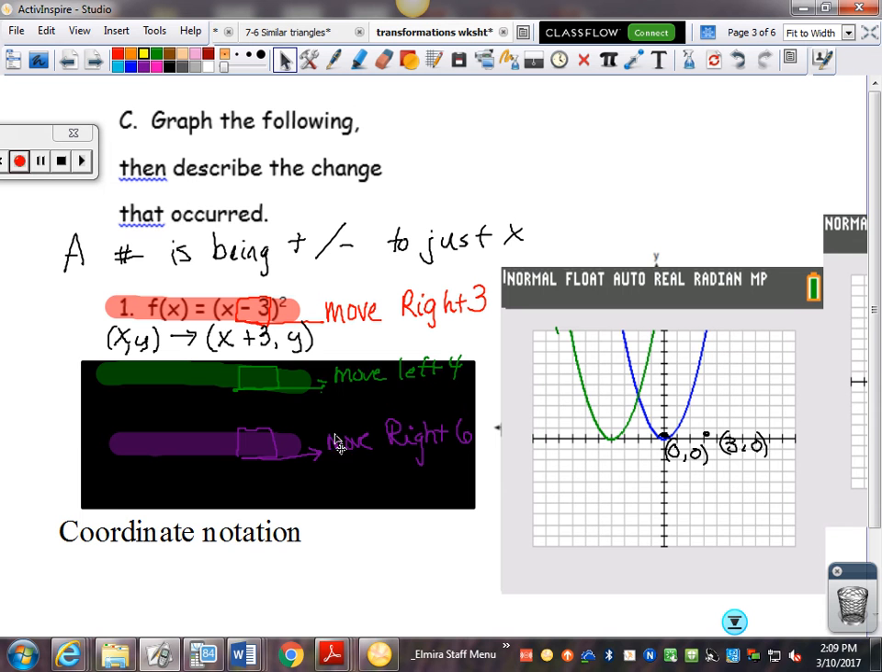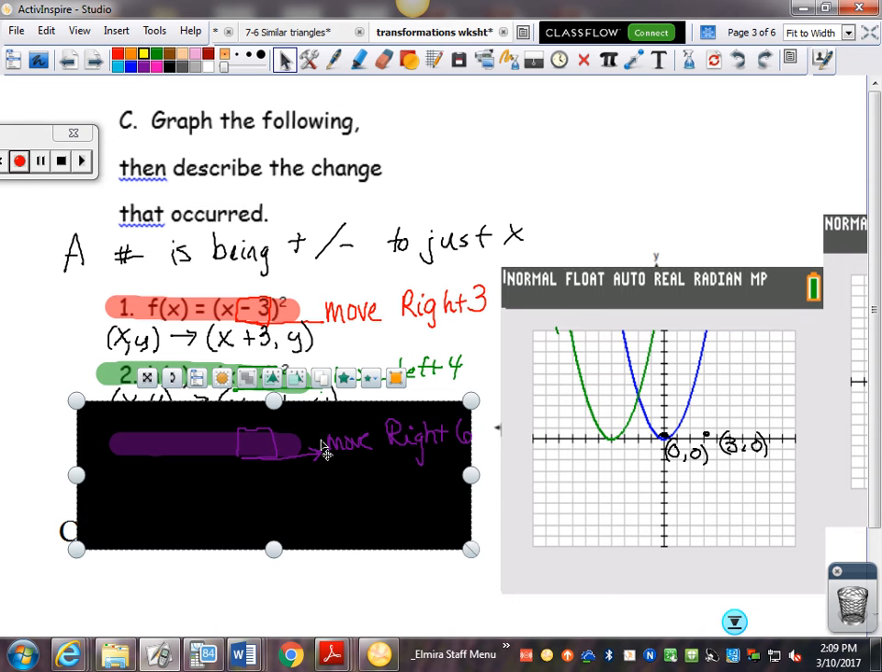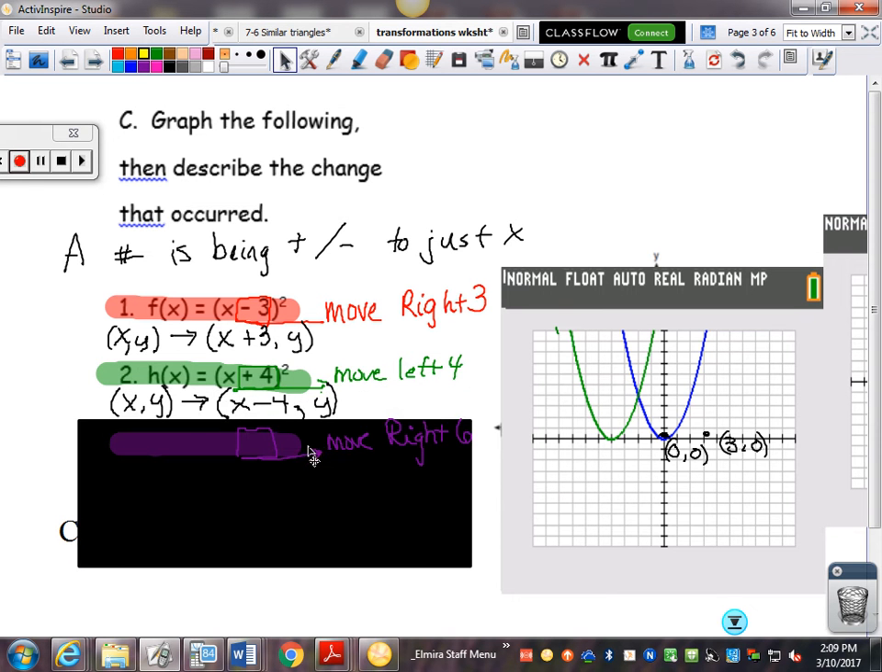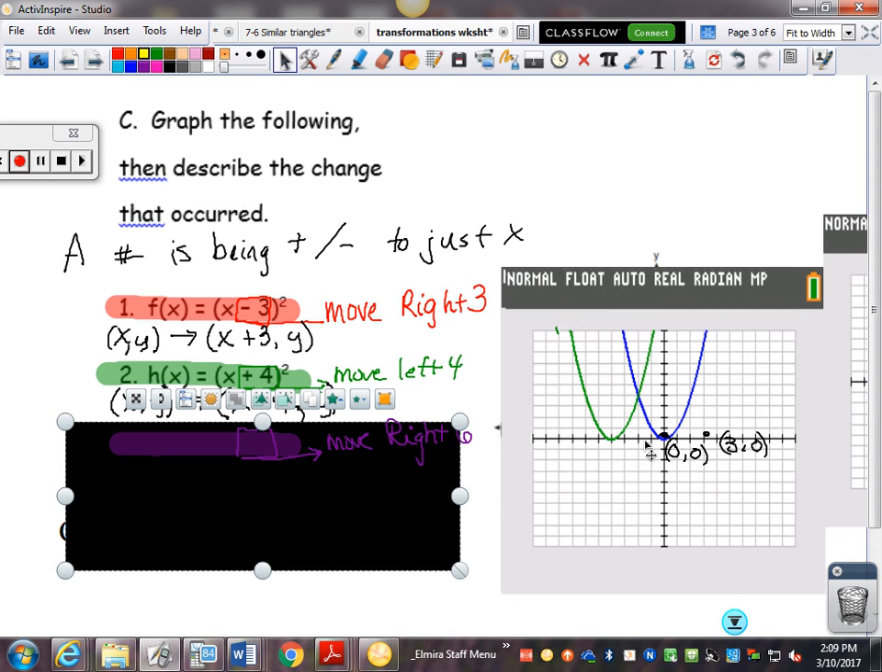Let's look at the green function. That says plus 4. So plus 4, as you can see, moved our function to the left. And it moved our vertex to the left, to minus 4 spaces. So you can see the coordinate notation.